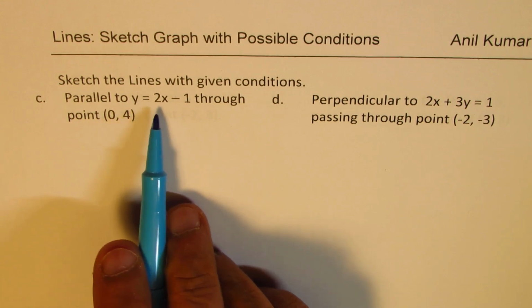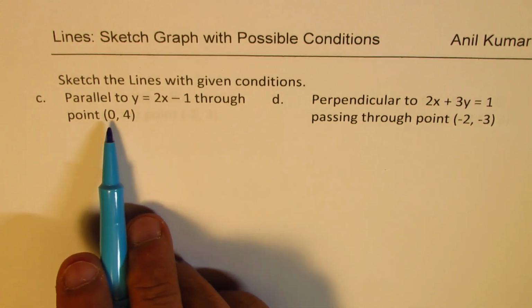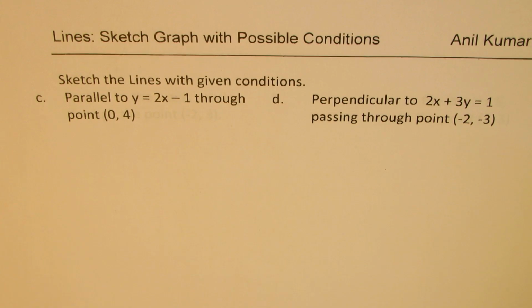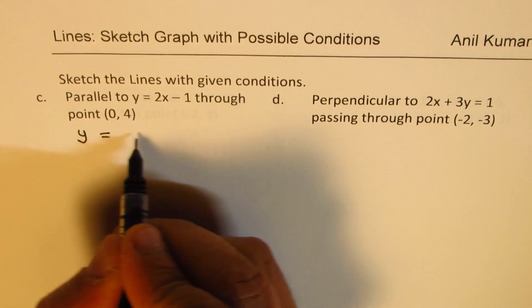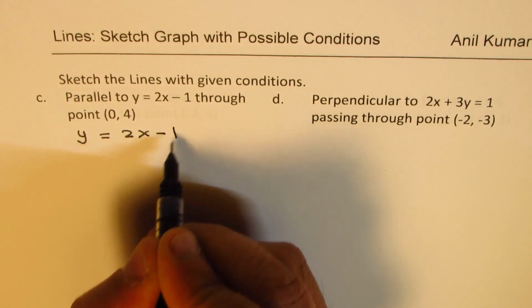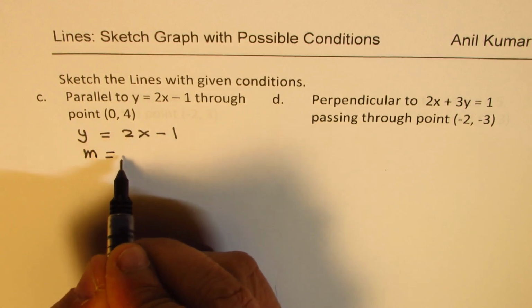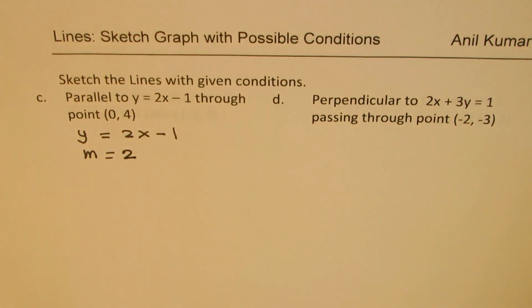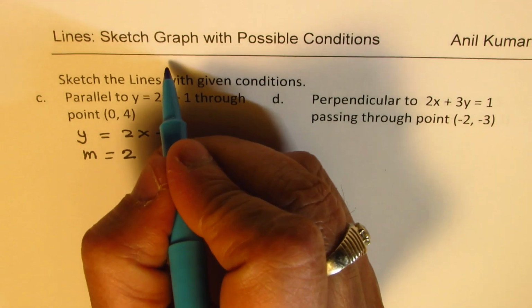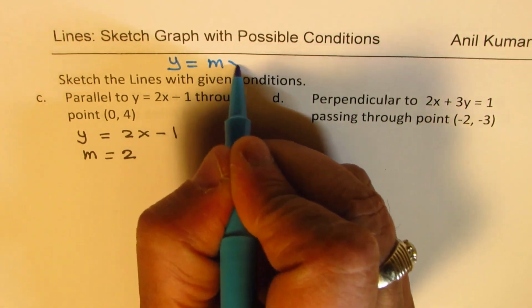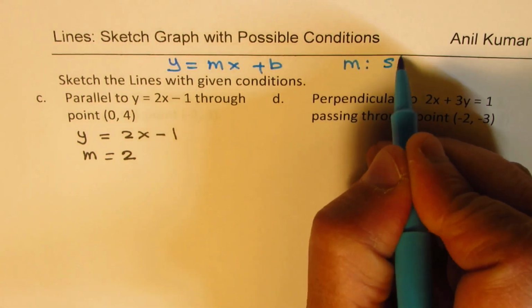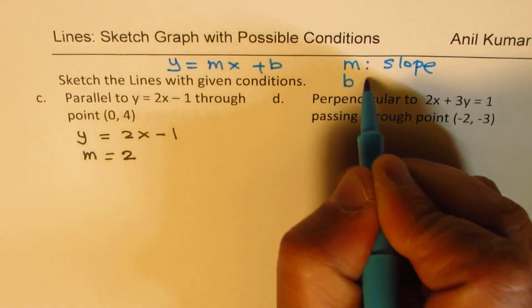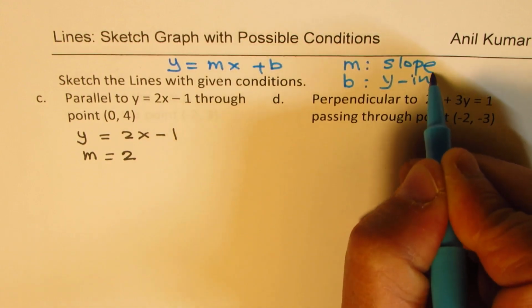Parallel to the line y equals 2x minus 1 and through the point 0, 4. That is your y-intercept. Now when we say parallel to a line, that means what? Now the line given to us is y equals 2x minus 1. Now in this case the slope is 2, right? How do we know it? We are given the equation of lines in the form of y equals mx plus b, correct? Where m is the slope and b is the y-intercept.